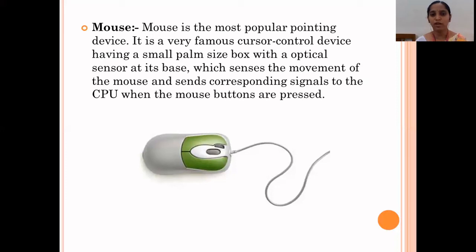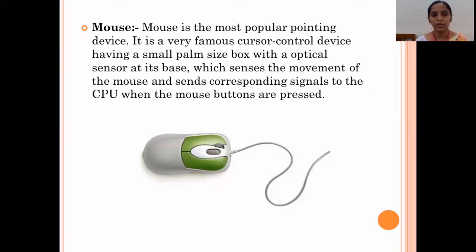Mouse is also small in size, which is fixed on the palm. It has an optical sensor at its base, which sends the movement of the mouse and sends corresponding signals to the CPU when the mouse buttons are pressed.